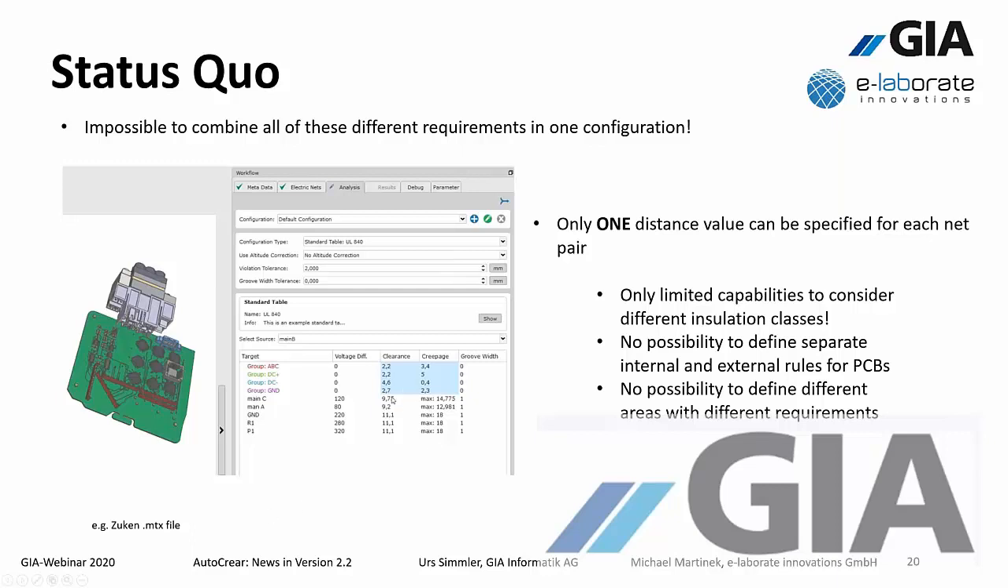We have one value for clearance which we can type in for each pair of nets. We have one clearance value. Well, and this is all. So you would have to perform one analysis for the external rules, typing them here, one for the internal. But this is, of course, not very convenient. And it's also not possible to define different areas which might have different requirements. So this configuration methods are way too one-dimensional for our new requirements.